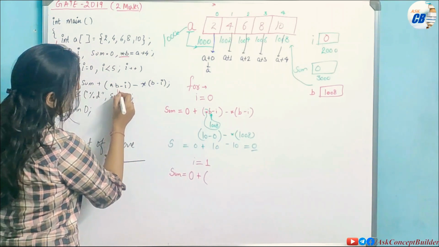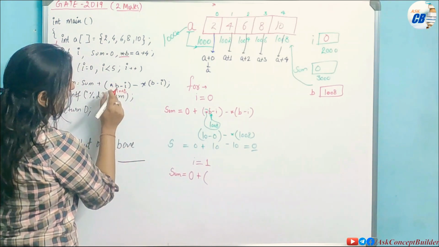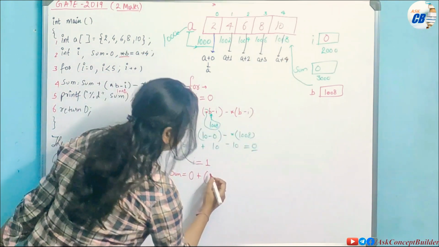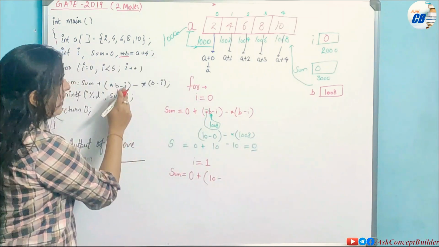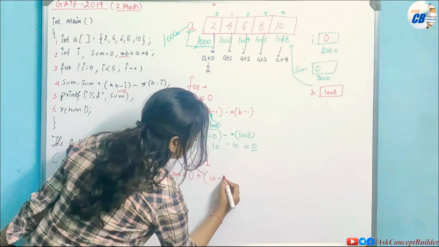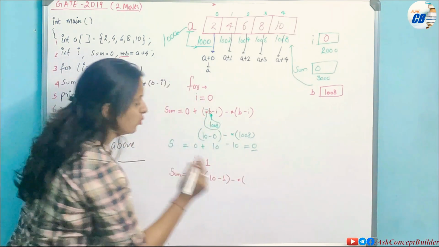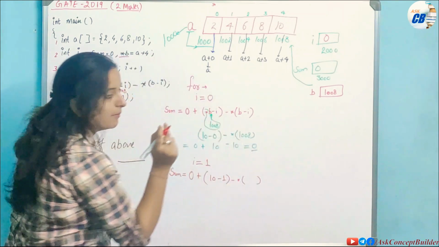Okay, 1008 only, and you have to apply star here. So star 1008 means the value at 1008 is your 10 minus I. Now I has become 1, so 10 minus 1 minus. First we have to solve the bracket and then we have to put the star. Now this is b minus 1.